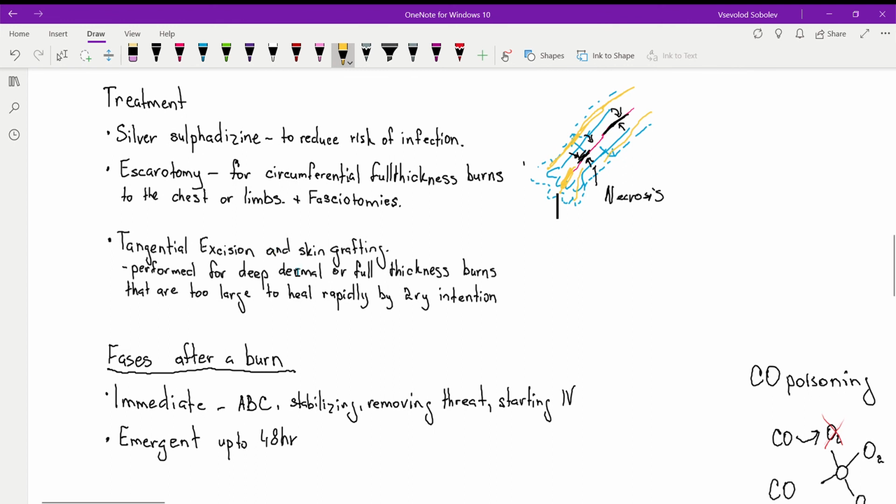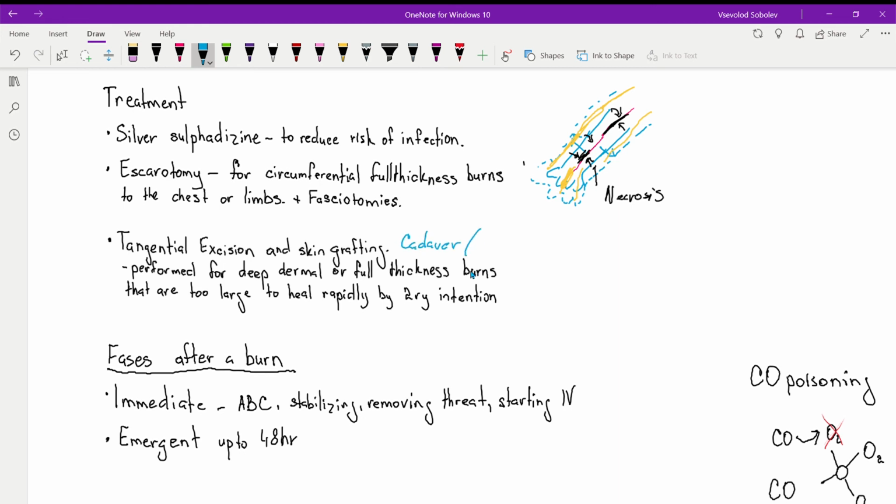Tangential excision and skin grafting is performed for deep dermal and full thickness burns that are too large to heal rapidly by secondary intention. So they will basically do the grafting, take the grafts from cadaver.